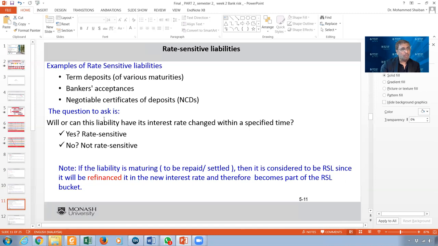Now, the question to ask is, will or can this liability have its interest rate change? Same thing. I told you, if it is yes, rate sensitive; no, not rate sensitive. So note, if the liability is maturing, then in this case it will be rate sensitive because you have to refinance it. Let me show you this.